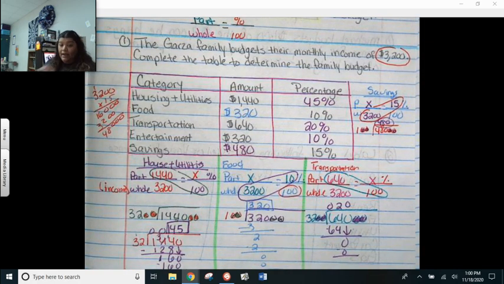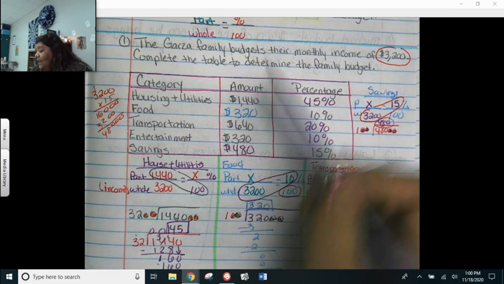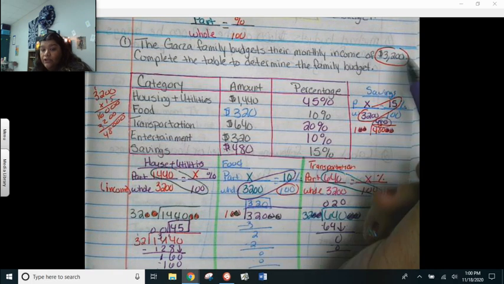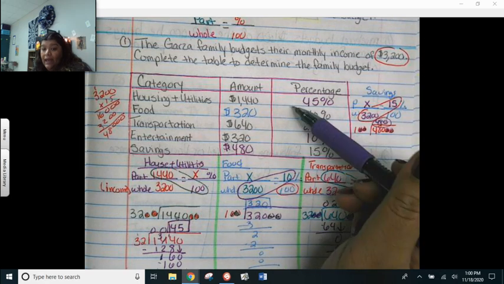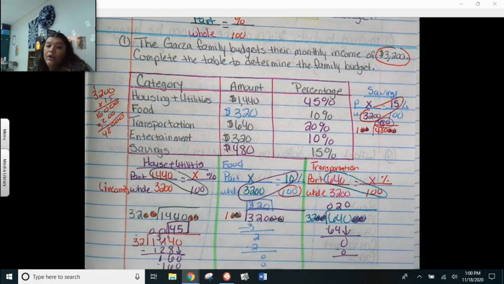Okay. Now, once you are done with your table, if you want to check to see if everything is correct, add all these together and you should get 3,200. Add all these percents together and you should get 100%. Okay.